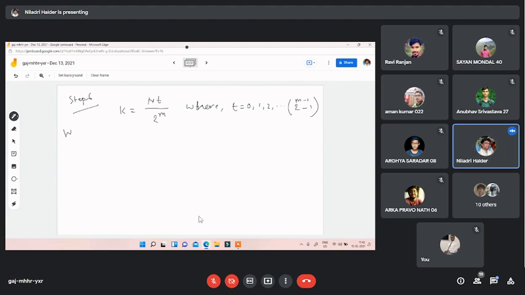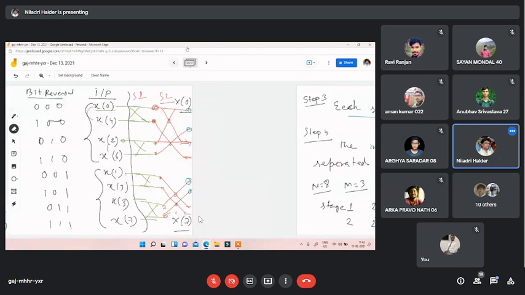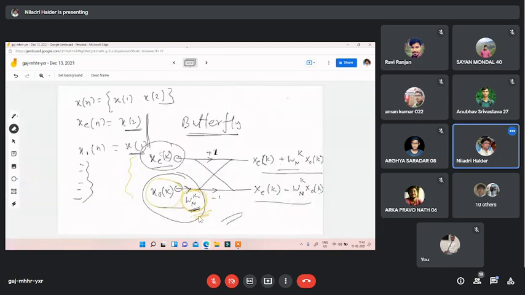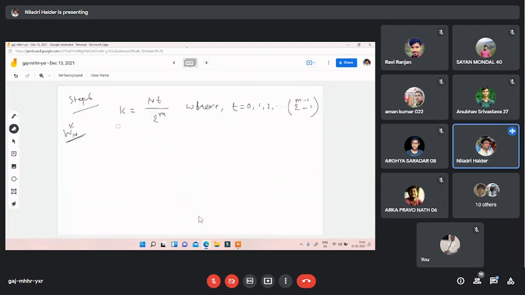Twiddle factor Wn of k. N you have already mentioned, so that value is Wn of k. You can check. Here that k value will be calculated by that formula. Clear? So here small m defines the number of stage.